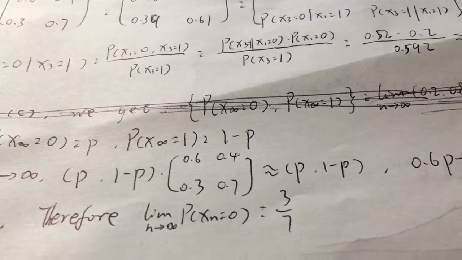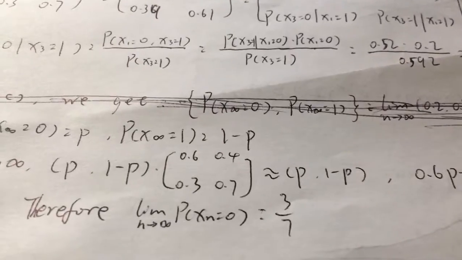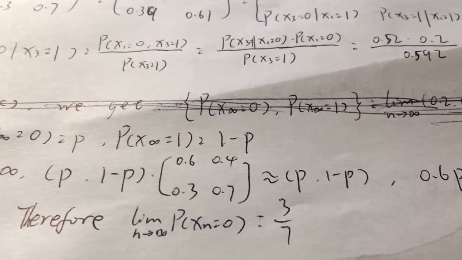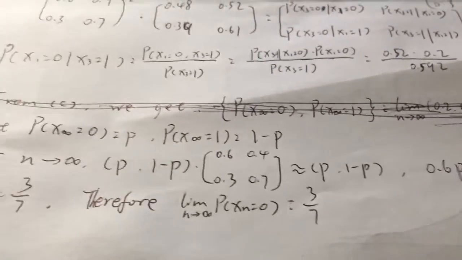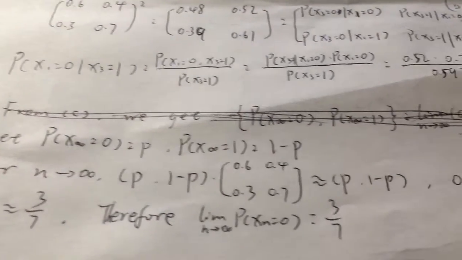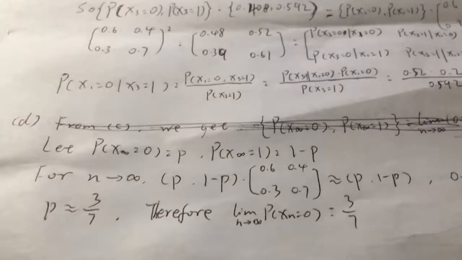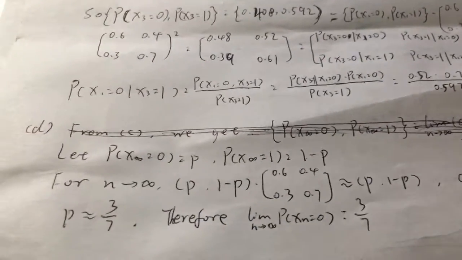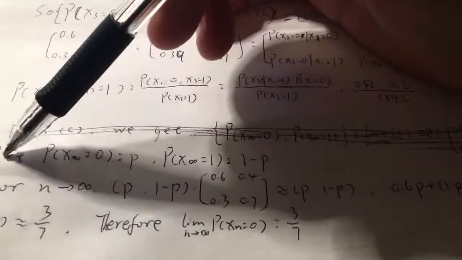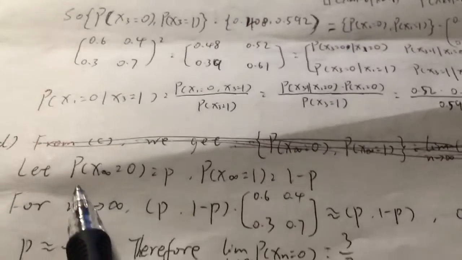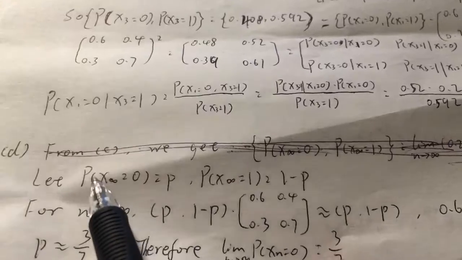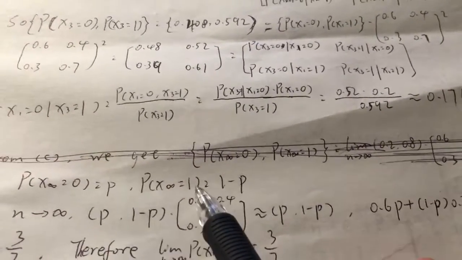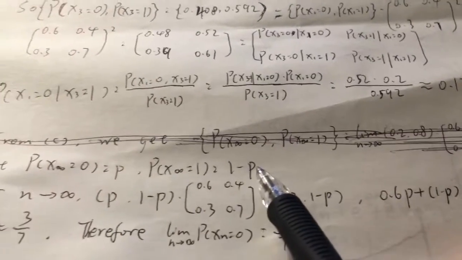Okay, the final question, we need to find the probability that xm equals 0, where m approaches a very large number. We don't know it, but it's a positive number. We let the probability of this be a small p, and this, of course, 1 minus p.